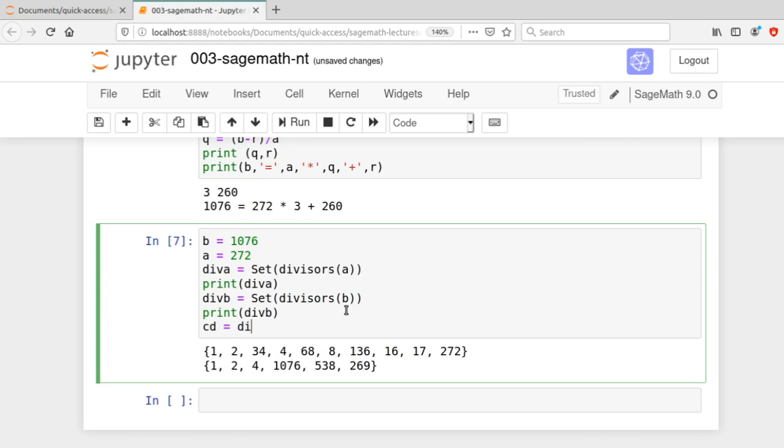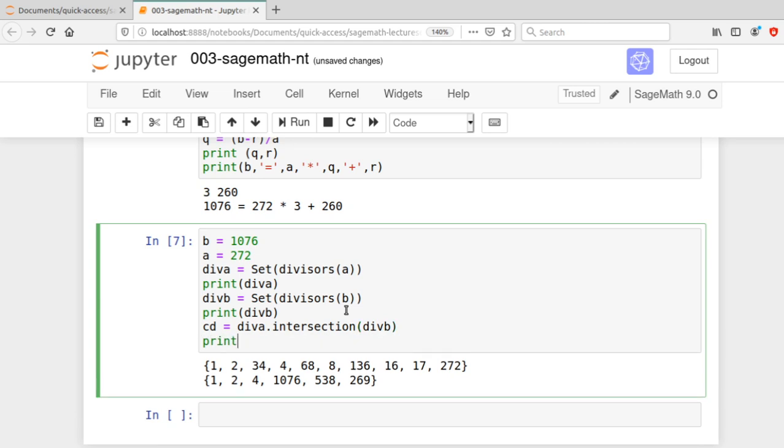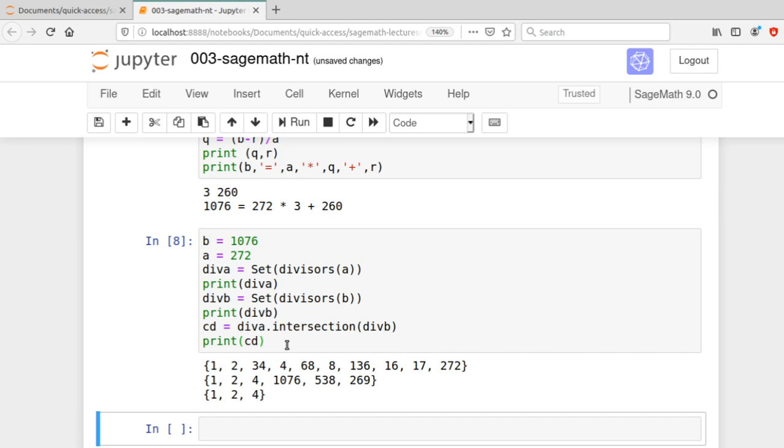In Sage, to find the intersection, we need to use the dot intersection: div A dot intersection div B, or otherwise we can use div B dot intersection div A. These two statements will give the same output. Now let us print the set of all common divisors, and the output is 1, 2, 4.